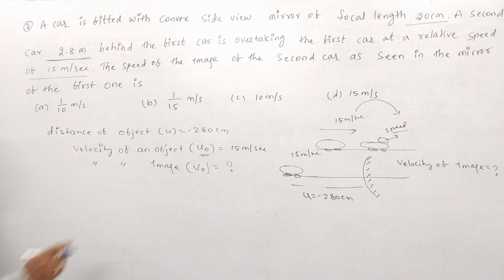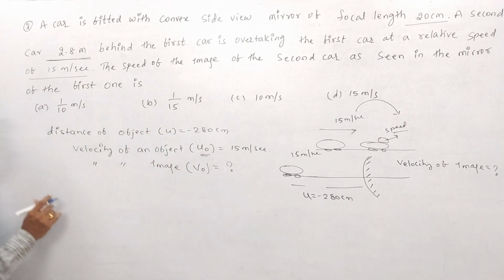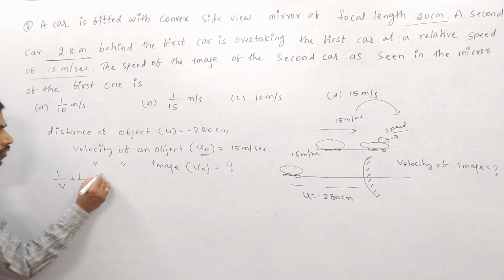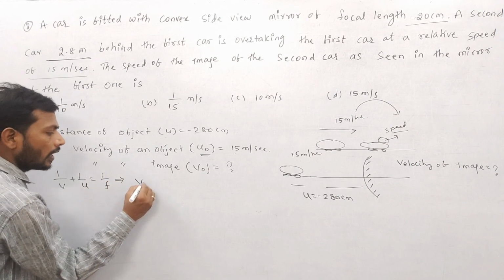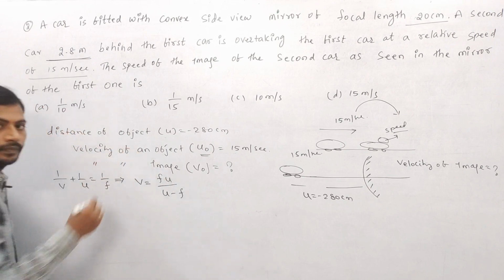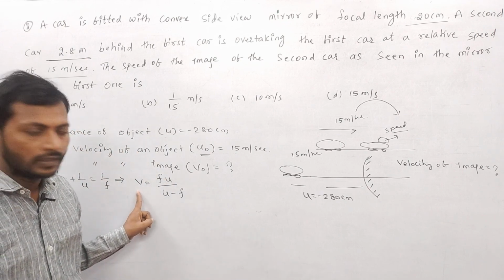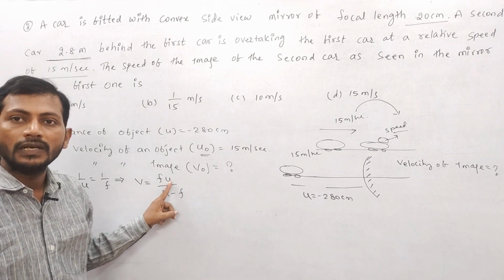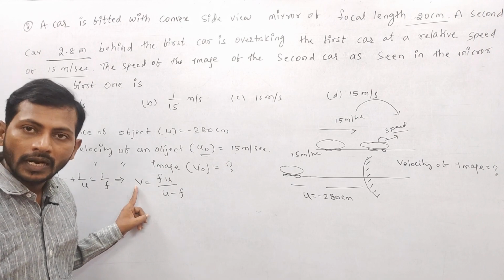Then is there any relation like this? There is no direct relation, so we have to do it using this method: 1 by v plus 1 by u equals 1 by f. It implies, as we already know, v equals fu by u minus f. What is meant by v? v means position of the image, u means position of the object. Change in position of the image with respect to time is called velocity.